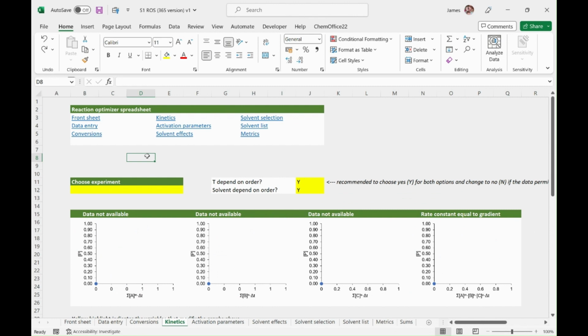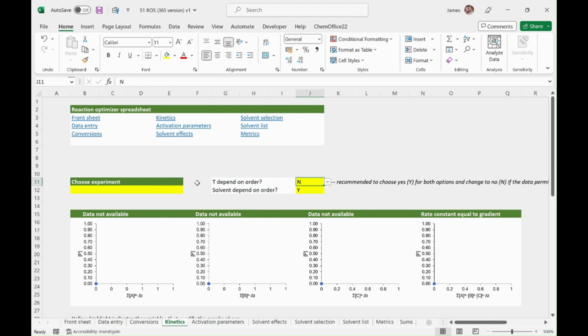In the kinetics tab, we can now look at the order of reaction with respect to each reaction component. In the yellow cells here, we can choose experiments to analyze. Initially, you probably won't know if the temperature or the solvent changes the order of reaction. In this case, I know that the temperature does not change the order of reaction, so I can choose no here. This simplifies the data entry as we go along.